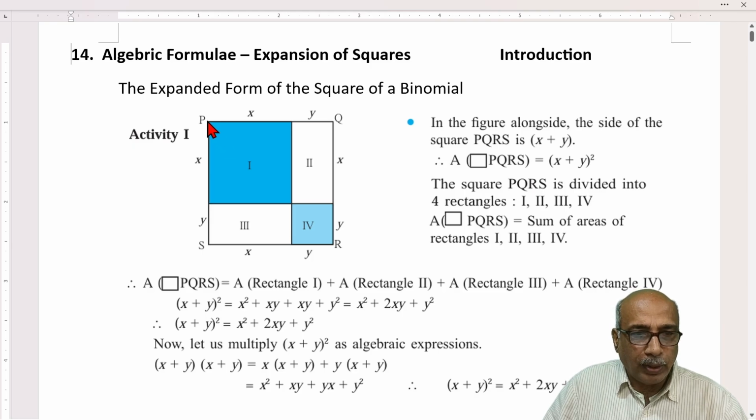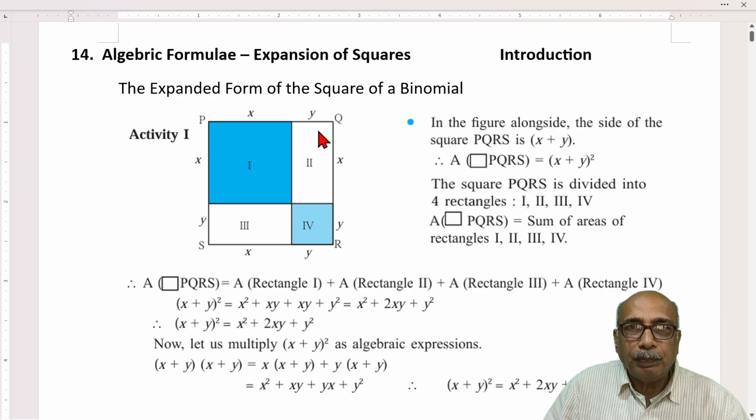If quadrilateral PQRS is a square with the sides x and y on each side. So here, one square, Roman number 1, is given of x side, all sides.